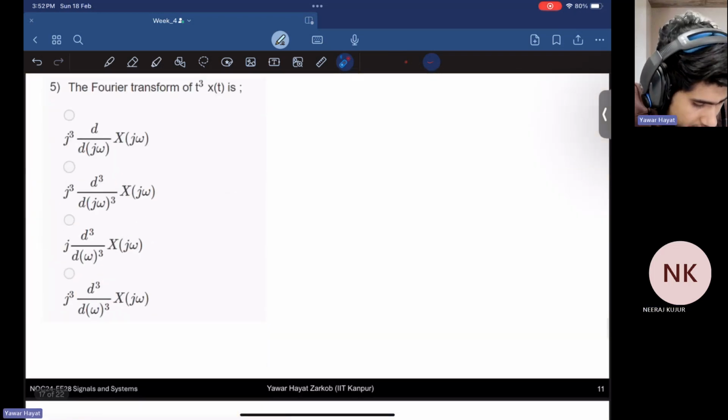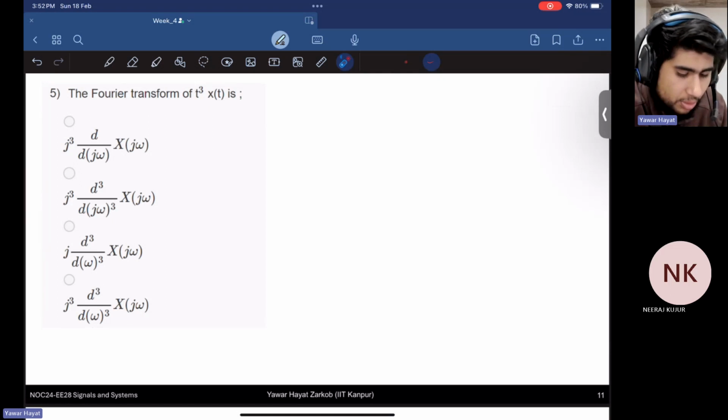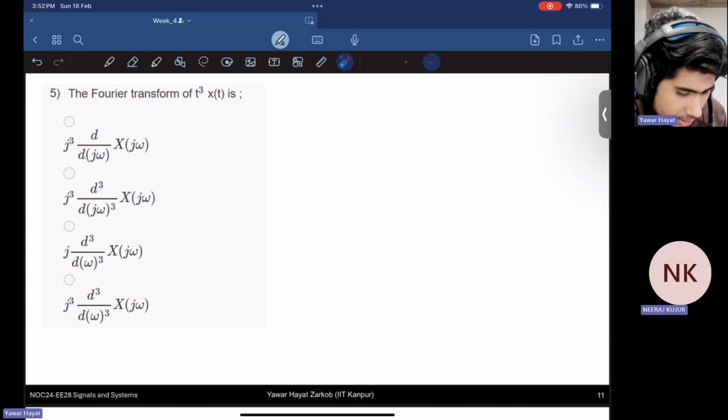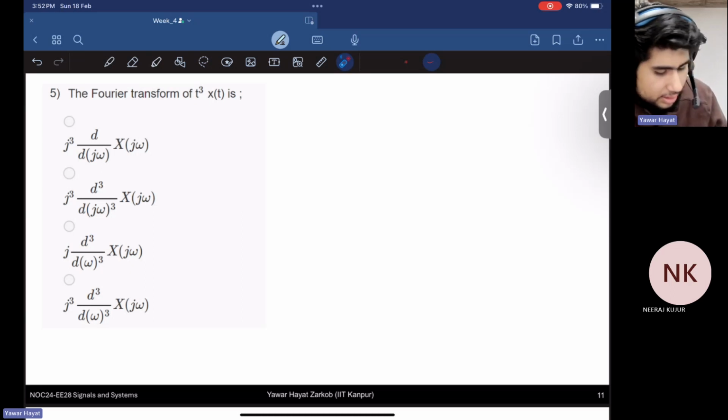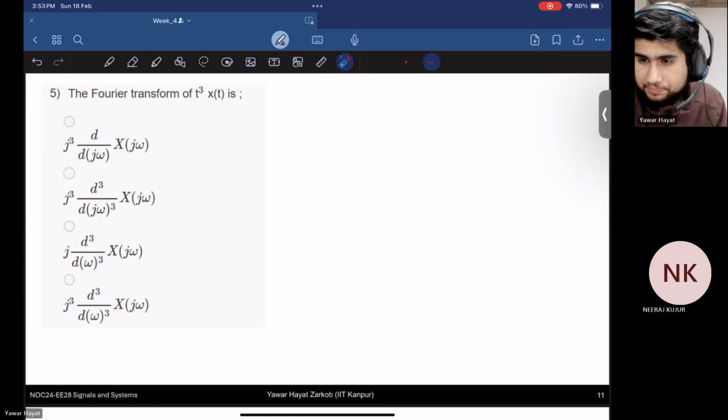So the next question is the Fourier transform of t cube x of t. I'll wait for a minute or so and then start doing it myself. Meanwhile, you can try this.